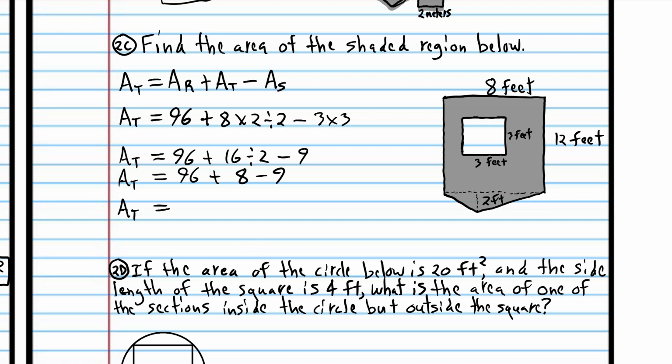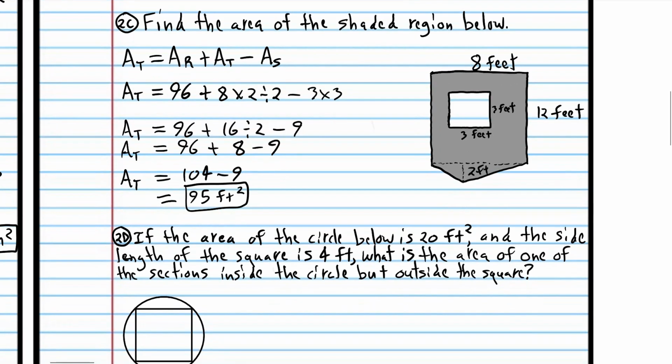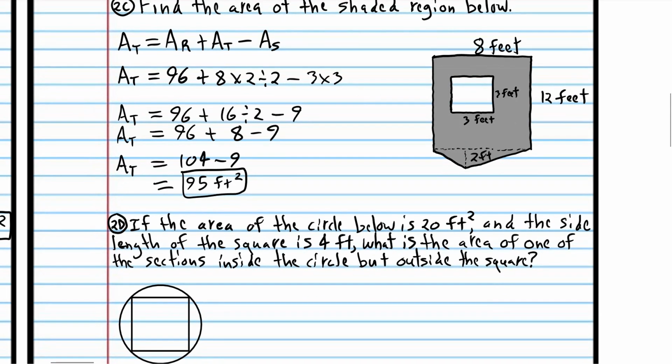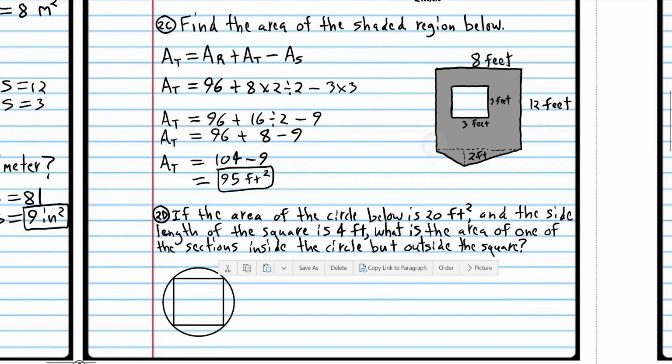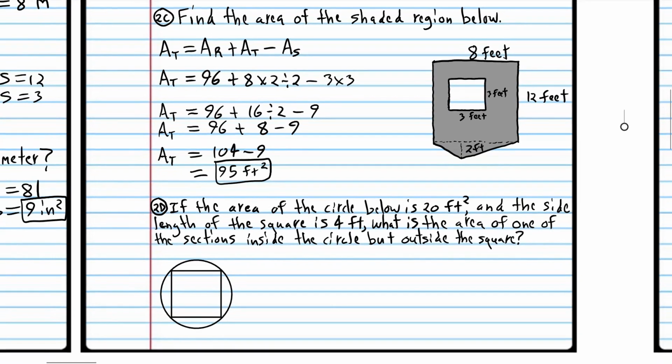96 plus 8 is 104. And 104 minus 9 is 95. And we need square feet. Again, these are area problems, so you always need your units to be square units. So if you got 95 square feet, that's very, very good. If you didn't get 95 square feet, that's fine. Just figure out what you did wrong and go back and fix it.